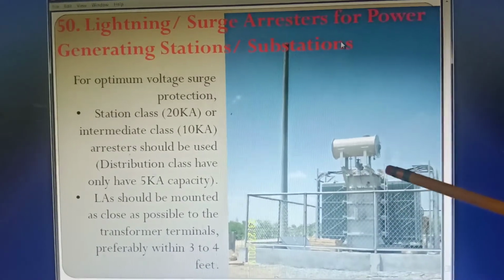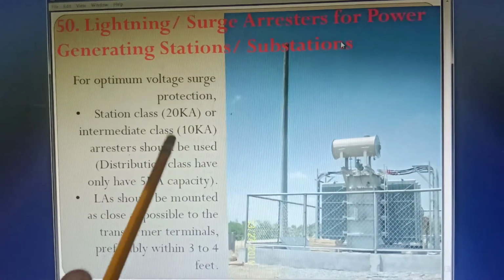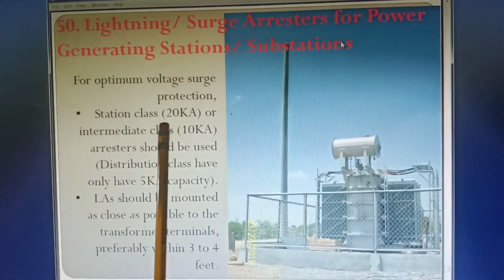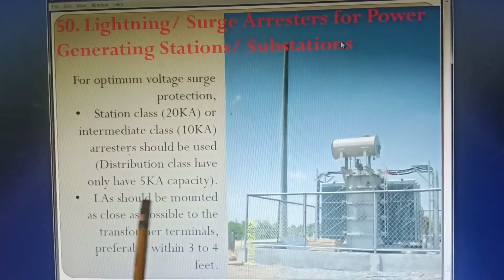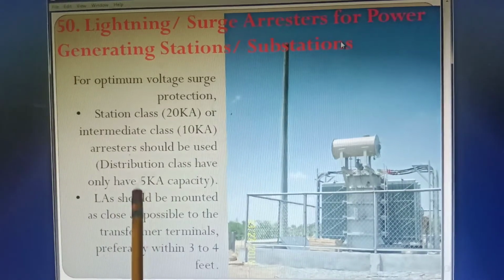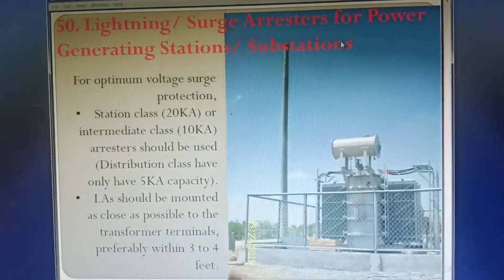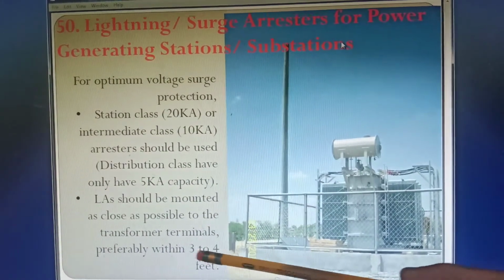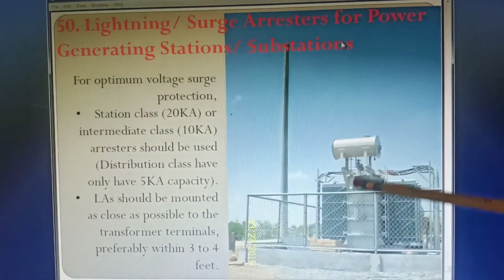So there should be a lightning arrester here and also on the other side. And also you have to select the correct capacity. For big transformers, you have to use the station type. For the distribution type transformers, you can use the distribution type, the small ones. But the big transformers must have the big ones. Okay, and this is the 3 to 4 feet distance requirement of the arrester to the terminals or to the windings of the transformer.